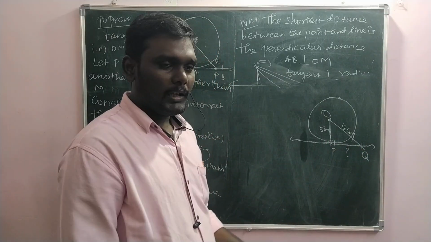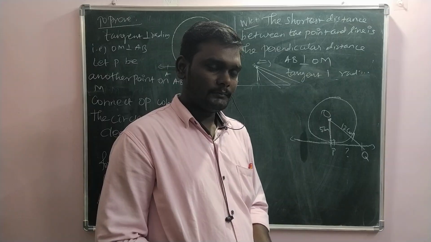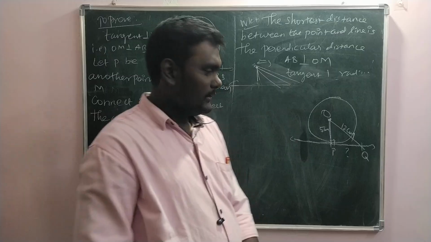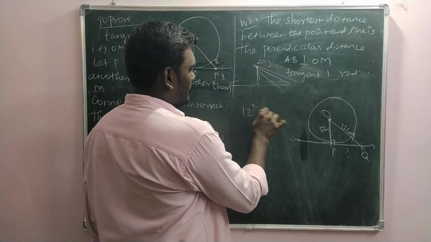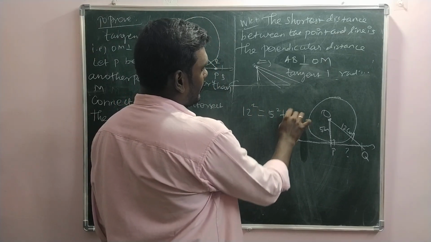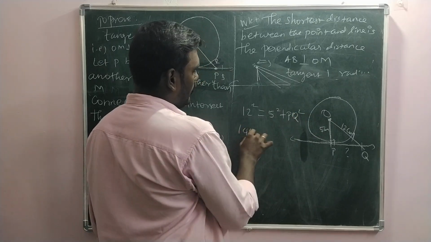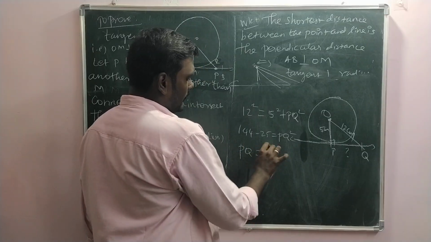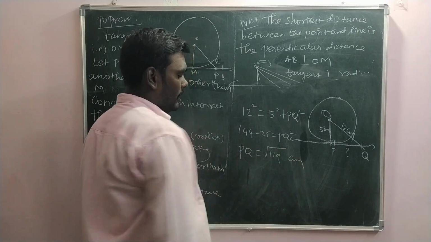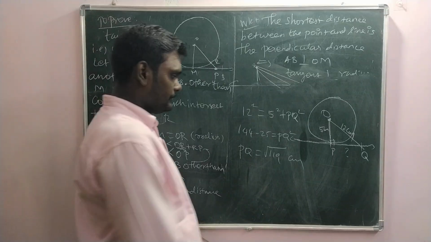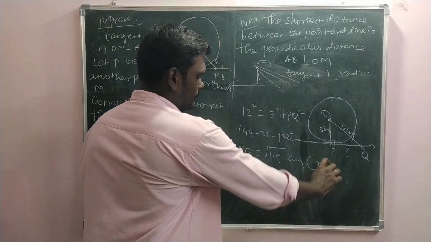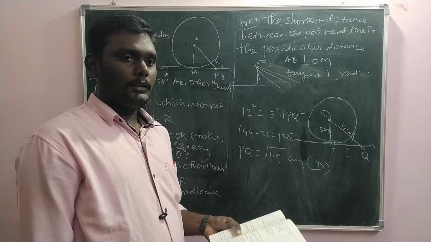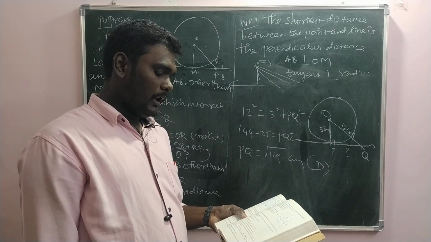By what theorem, man? You speak of right angle triangle, immediately you speak of Pythagoras, our guy. What did he say? The hypotenuse square, 12 square, is equal to the sum of squares of the other 2 sides. So it is 144 minus 25 equals PQ square, and PQ is equal to square root of 119 centimeters. So it is option D.